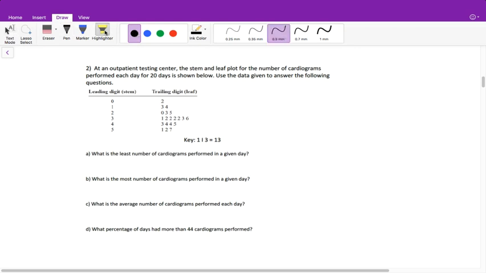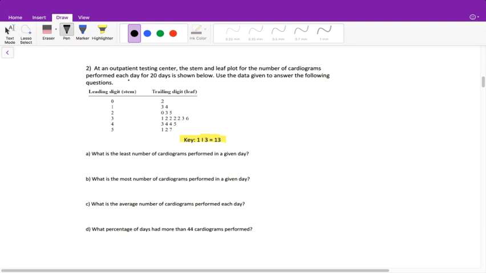The main thing is to identify the key. The key tells us what they represent. So when it says 1-3 equals 13, that means this 1 and this 3 make 13, not 1.3 or 130. It's telling us it is 13. So the key is important, so that you know how to label or talk about each one of these.